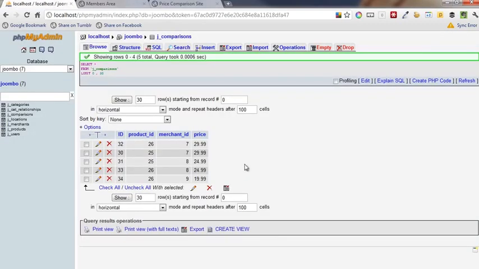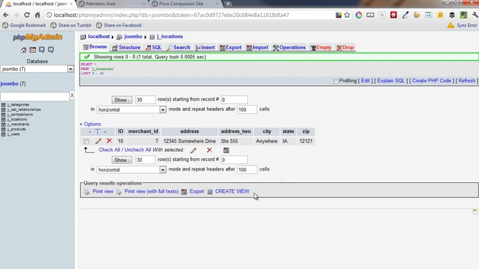Putting it in a relationships table makes it so that you could just reference by ID here, and you don't have to have information about each product and each merchant in here. You can just reference it by ID, and that's important when you're building your database to have these relationships tables in here.